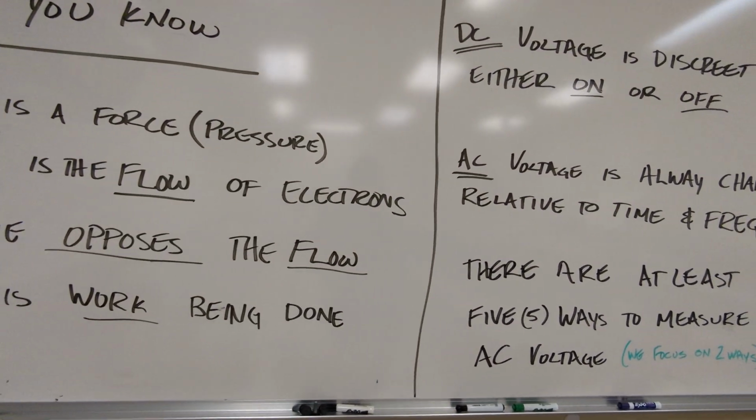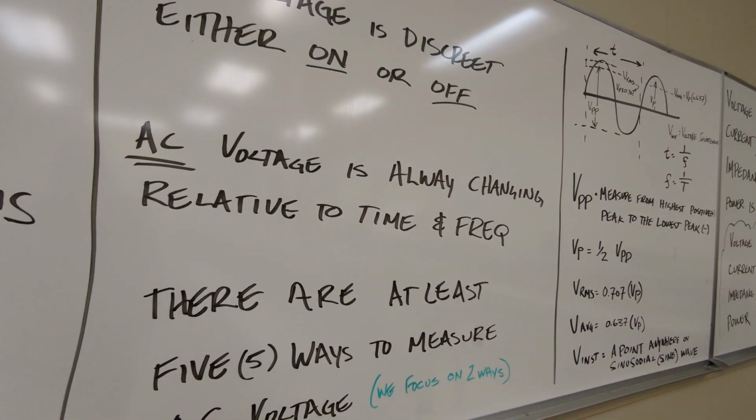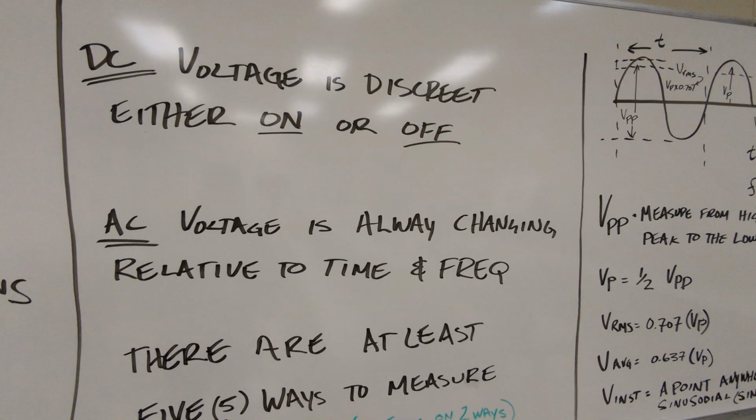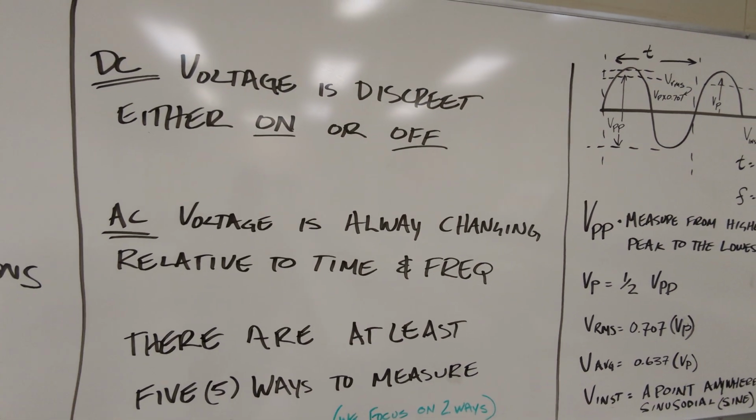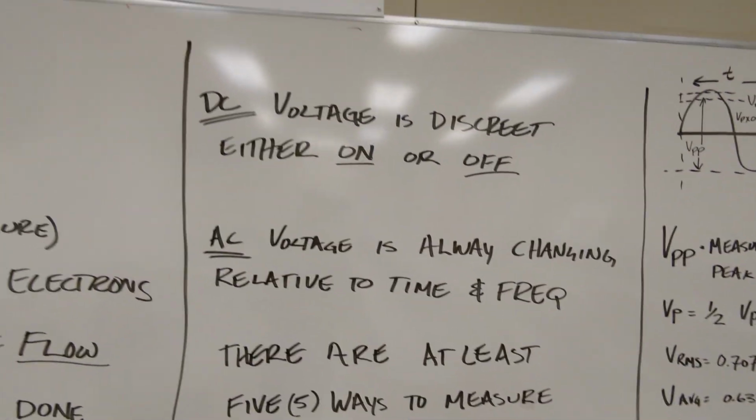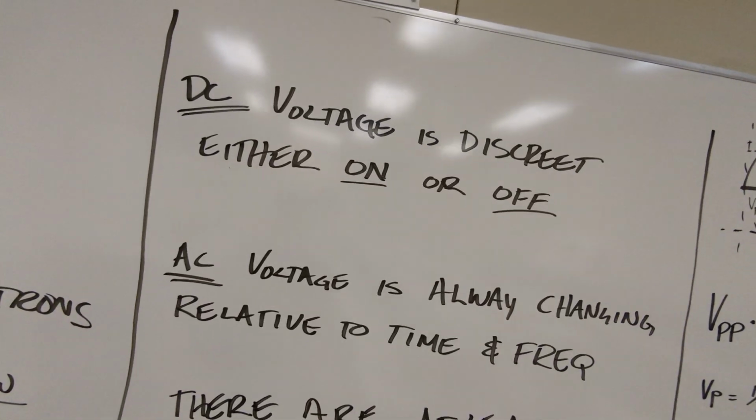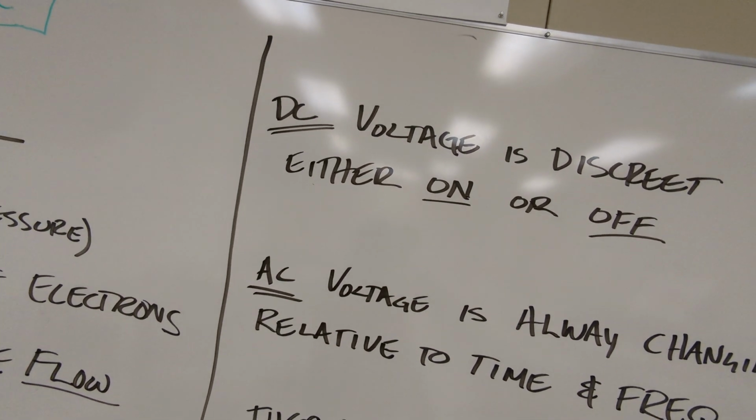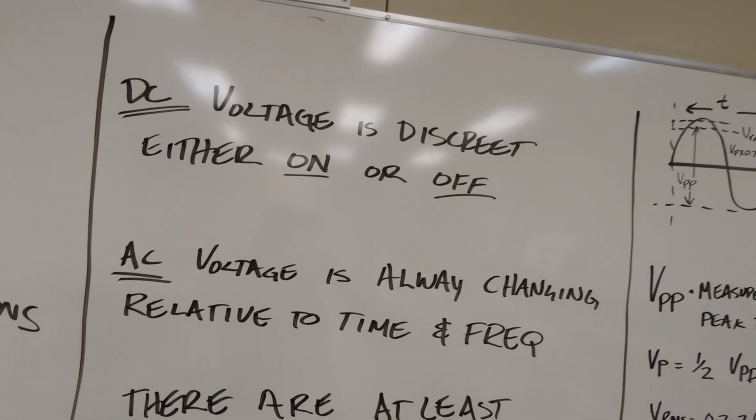So when I talk about DC voltage, that's going to be discrete voltage. It's either on or off. So if I have a battery and that battery is a car battery, it's going to be 12 volts. If it's a AA battery, it's going to be 1.5 volts. And we're going to continue to look at that.